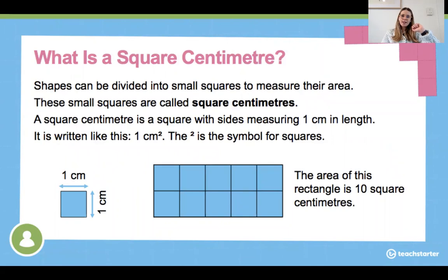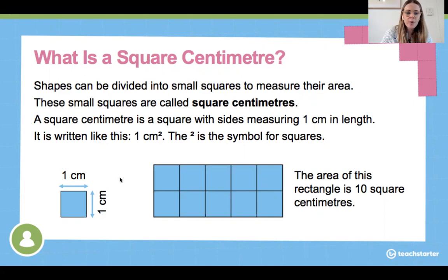What is a square centimeter? Shapes can be divided into small squares to measure their area. These small squares are called square centimeters. A square centimeter is a square with the sides measuring 1 centimeter in length. It is written like this. So have a look at the screen. I've written it 1 centimeter squared, okay? The 2 is the symbol for squares, okay? Remember that because that's how we write our value when you're answering either centimeter squared questions or meters squared questions.